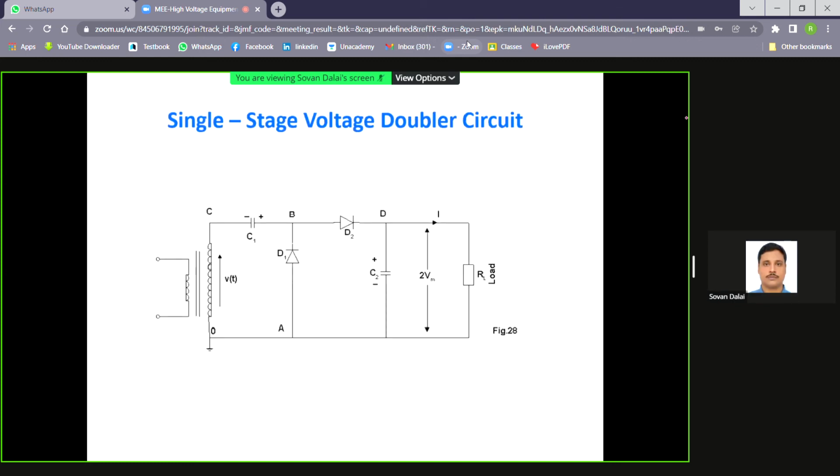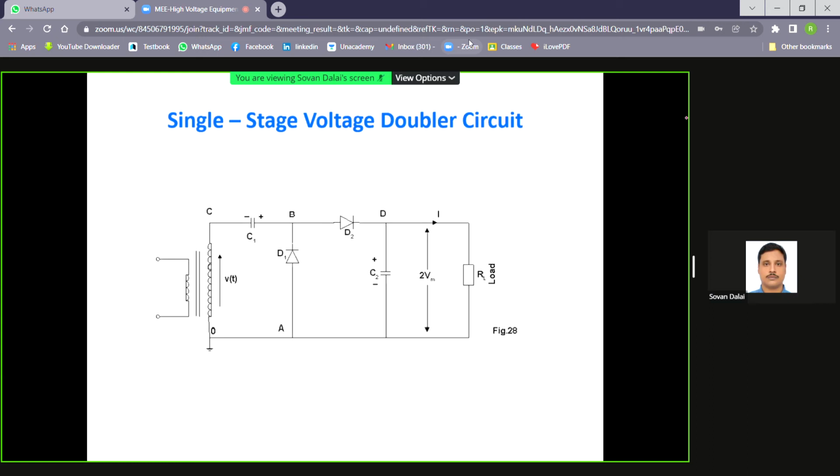Now the most commercially accepted circuit is the single stage voltage doubler circuit, first developed by Cockcroft-Walton. Due to that, this circuit is also called the Cockcroft-Walton voltage doubler circuit. This circuit is made of two diodes and two capacitors.